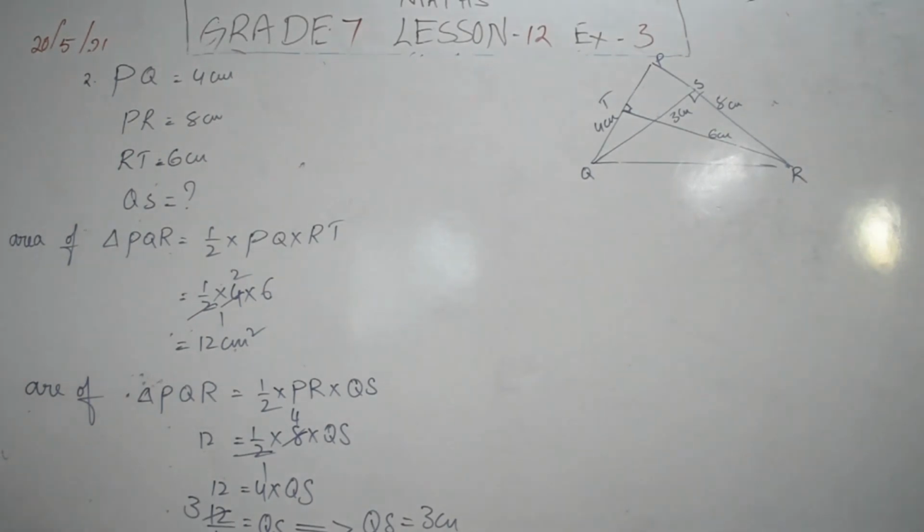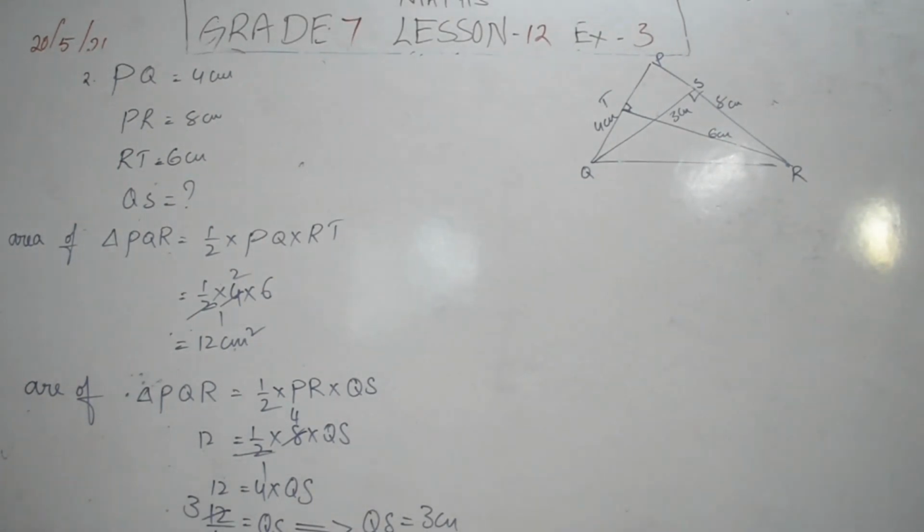Next one, triangle ABC is a right angle at A. So AD is perpendicular to BC. AB is 5 centimeters, BC 13 centimeters, AC 12 centimeters. Find the area of the triangle ABC.